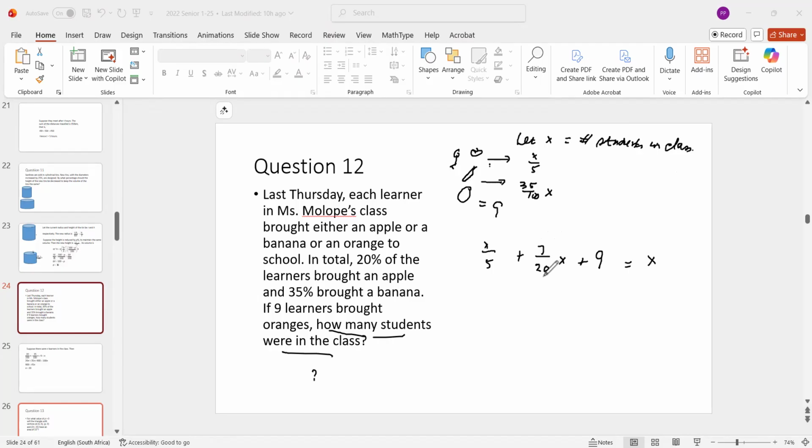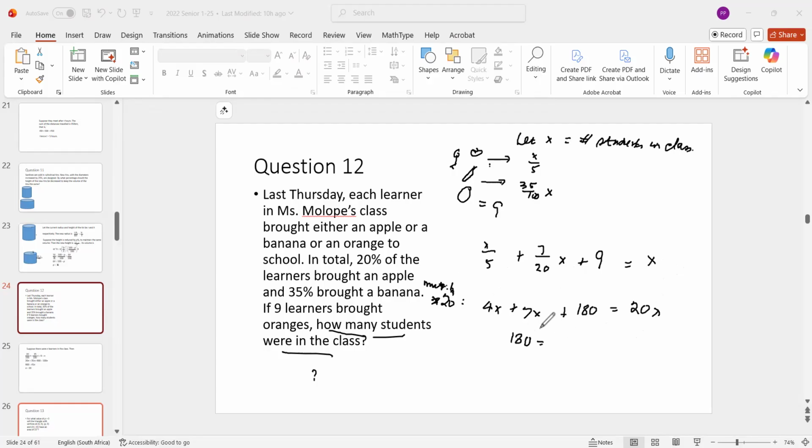I don't like fractions, so let's multiply right throughout by the common denominator. The common denominator is 20, as you can see. So multiply right throughout by 20. Multiply x over 5 by 20. 5 goes into 20 4 times. 4x. Multiply this by 20: 7x. 20 cancels. 20 times 9 is 180. Multiply x by 20: 20x. So you have 11x here, plus 180.